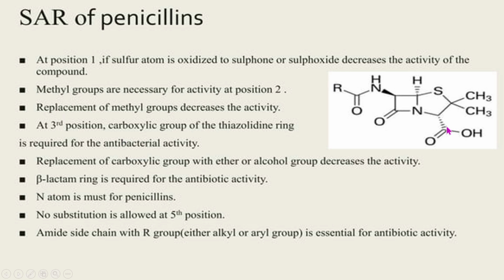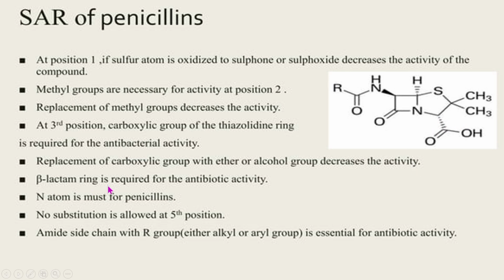At the third carbon atom, there is a carboxylic acid functional group, of which ring? The thiazolidine ring. And this particular carboxylic acid group is required for antibacterial activity. If we replace this carboxylic acid group with either an ester or an alcohol, which are the reduced products of the carboxylic acid functional group, it will decrease the activity.